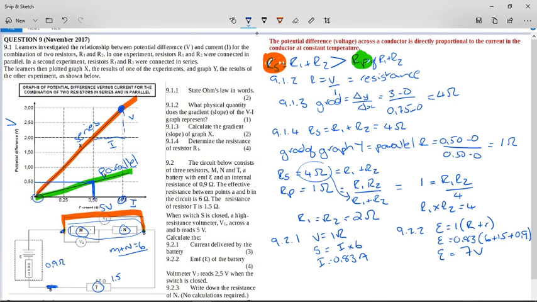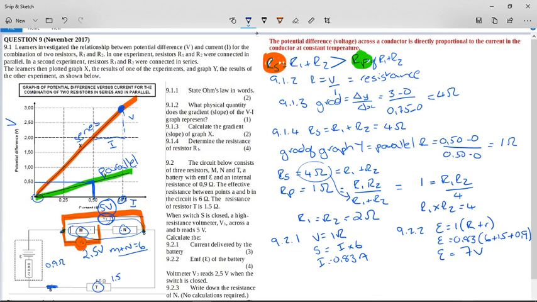Now it says to you voltmeter V2. Okay, look here. Here's voltmeter V2 over here. Voltmeter V2, which is only over the resistance M, reads 2.5 volts. So this is 2.5 volts on this voltmeter, and then this voltmeter V1 was 5 volts. So it says voltmeter V2 reads 2.5 volts when the switch is closed. Write down the resistance of N.